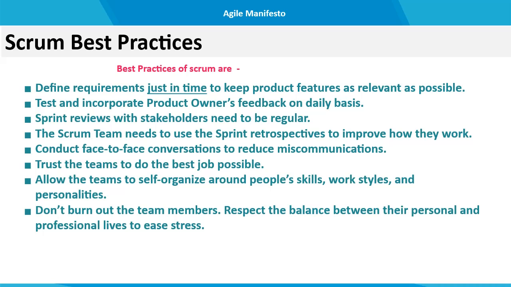Next, sprint reviews with stakeholders need to be regular. Next, the Scrum team needs to use sprint retrospective to improve how they work. Next, conduct face-to-face conversation to reduce miscommunications. Next, challenge the team to do the best job possible. Next, allow the team to self-organize around people's skill, work style and personalities.